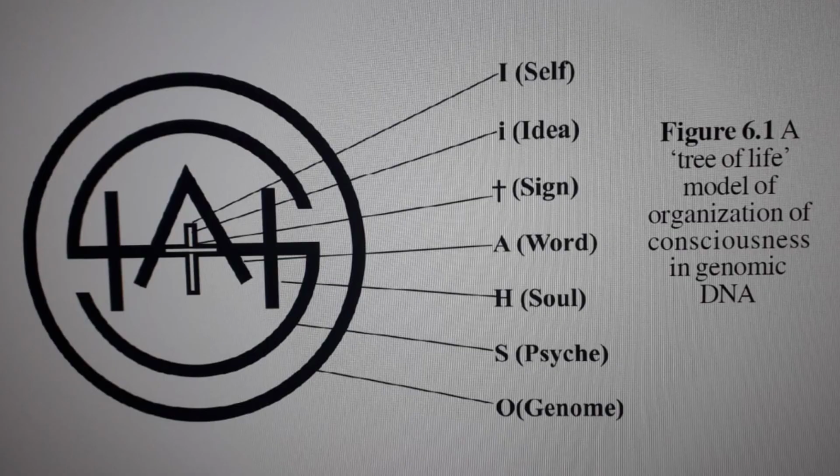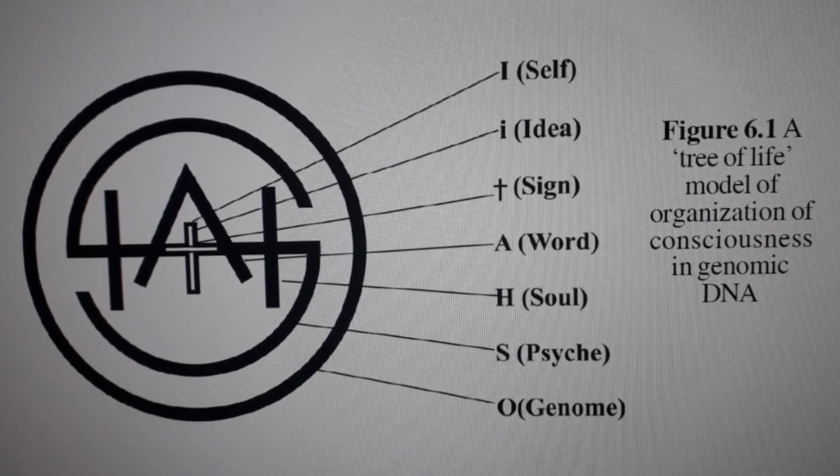Now, how these 7 trees are organized in the DNA molecule is a mystery. So, one tree within the other tree. I have presented it as an outer circle, the genome, then you have the S, then you have the H, then you have the A, then you have the plus, and finally you have the small I and capital I. It is presented as a figure on page 69 of my book, Cosmic Code of Life, and presented here for easy reference.